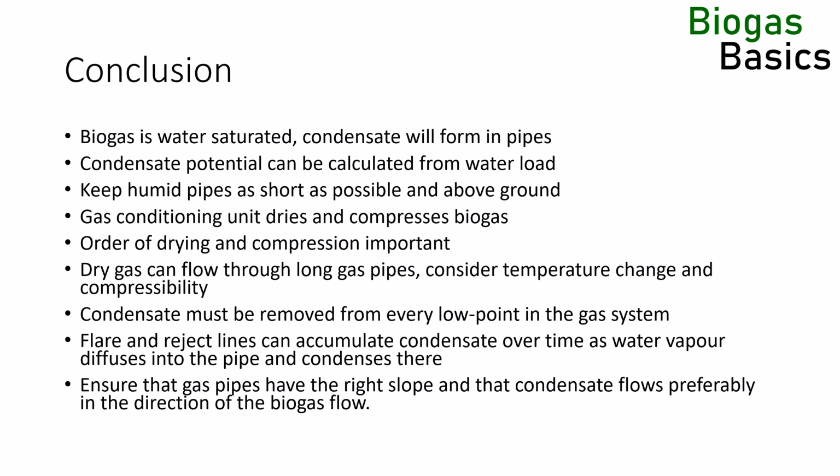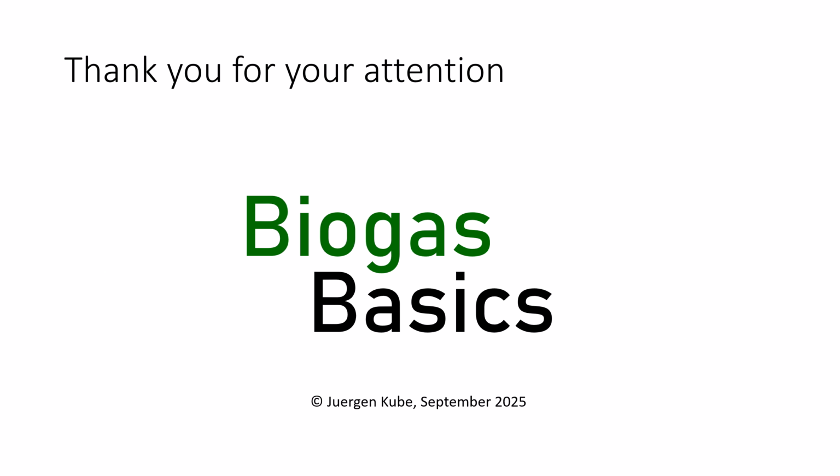Ensure that gas pipes have the right slope and that condensate flows preferably in the direction of the biogas flow. This concludes the presentation about condensate formation. Condensate formation is straightforward, and the consequences of condensate dropout are so obvious that they are rarely taught. Yet many biogas plants have problems with their condensate systems, so I decided to dedicate a part of this mini-series to it. I hope you have learned something new, and I'll see you in the next presentation of Biogas Basics.